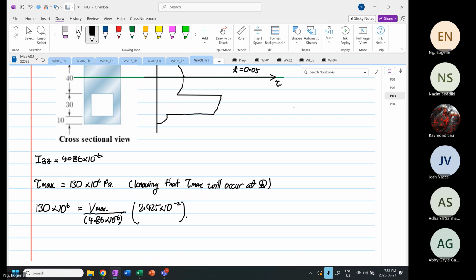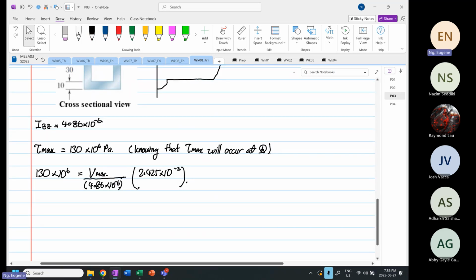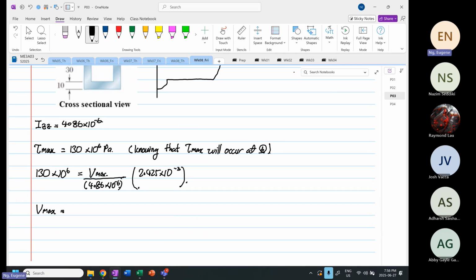So from here, Vmax will be equal to 130 times 10 to the power 6 times 4.86 times 10 to the power minus 6 divided by 2.425 times 10 to the power minus 3, which is equal to 260.536 times 10 to the power 3.